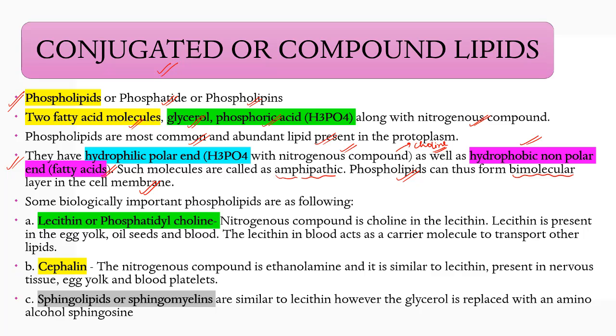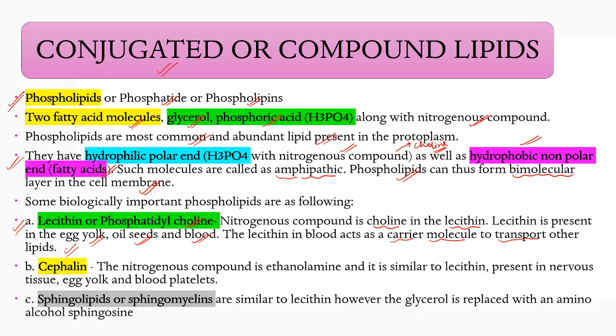Some biologically important phospholipids are as follows: lecithin or phosphatidylcholine. The nitrogenous compound is choline in lecithin. Lecithin is present in egg yolk, oil seeds, and blood. The lecithin in blood acts as a carrier molecule to transport other lipids.